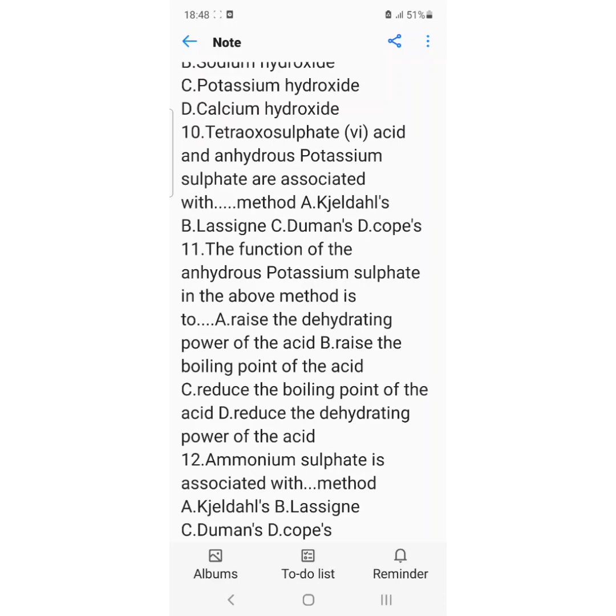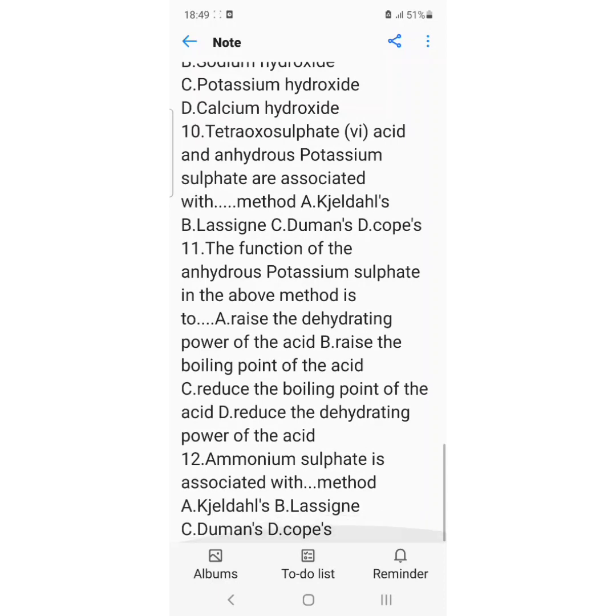I'll repeat the options. A, raise the dehydrating power of the acid. B, raise the boiling point of the acid. C, reduce the boiling point of the acid. And D, reduce the dehydrating power of the acid. So please, the function of the anhydrous potassium sulfate is to raise the boiling point of the acid.